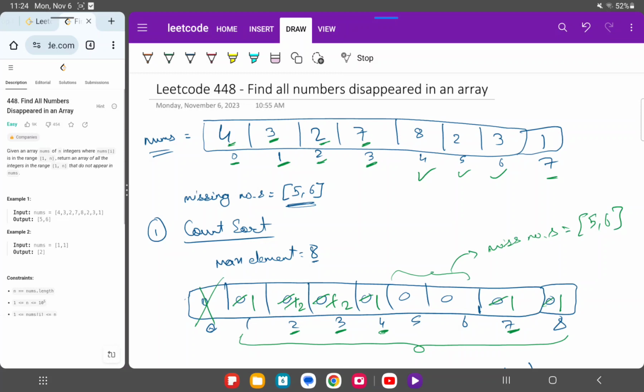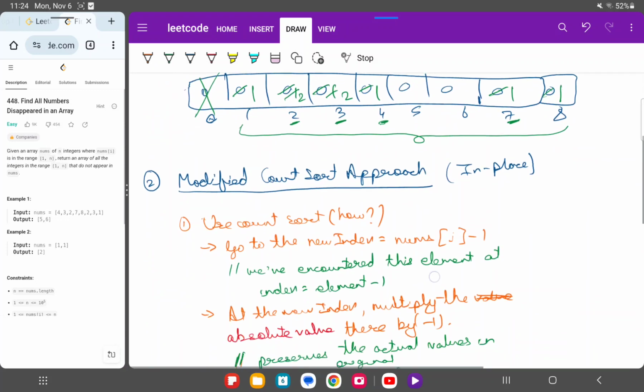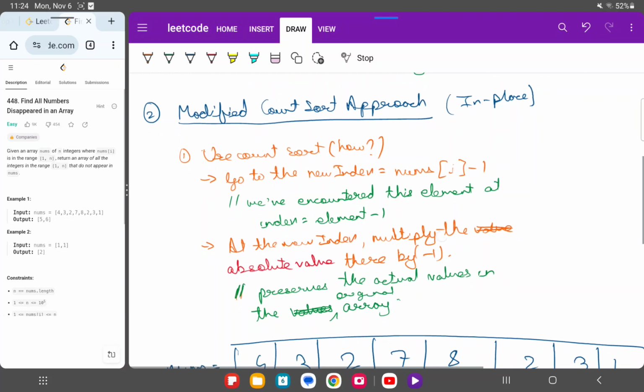So how can we solve this question without using additional memory? So the idea is to use a modified count sort approach, which basically does the count sort approach only, but it is an in-place count sort approach. So what is the algorithm? So the algorithm is use count sort. How? Go to the new index as usual, calculated from nums[i], but this time minus 1, because indexing starts from 0, right? So what does this value say? We've encountered this element at index equal to element minus 1. So that is what this signifies.